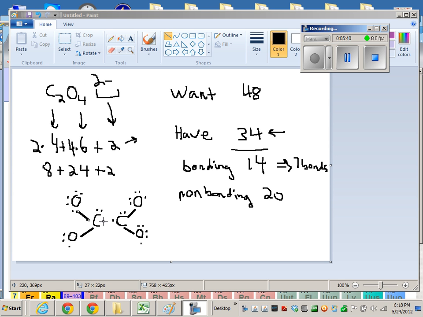Actually, what I think I'm going to do first is connect these 2 carbons with a bond so that they're all part of the same molecule. So that sounds like a good idea. I don't want this to end up being 2 different Lewis structures. I want it to be one. So I'm just going to put a bond there.